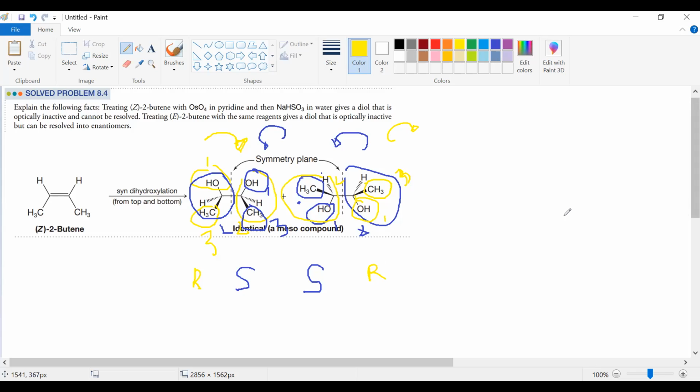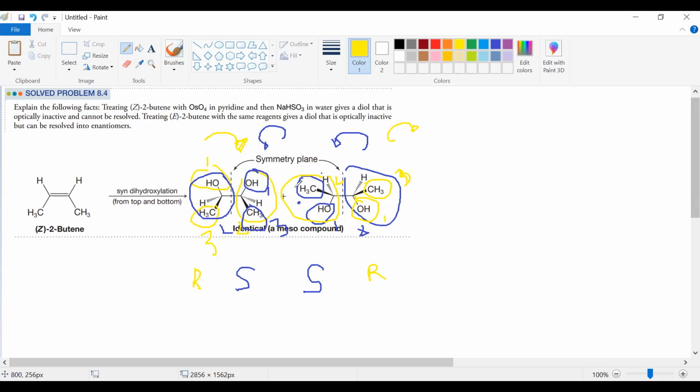Okay, so what happens here? Is it the same compound or different actually? Remember, it is the same as the previous one, with H3, you have 1, 2, 3, 4. It is actually the same. So if you flip this carbon, you have your R here and S here.